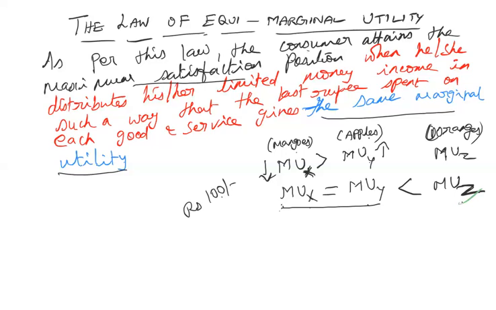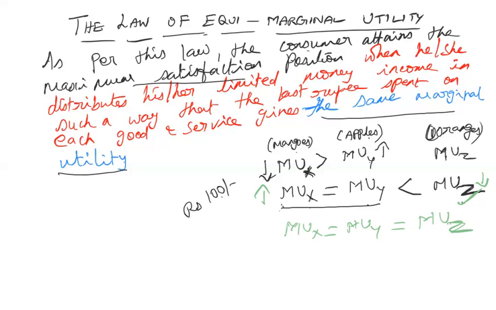Okay, now what is happening? If he keeps on increasing the consumption of oranges and he is no longer purchasing apples and mangoes, now he started purchasing oranges. So automatically this marginal utility will decrease and this marginal utility will increase until at one point all these will become equal. MU of Y will be equal to marginal utility of commodity Z. Now, this is the process.